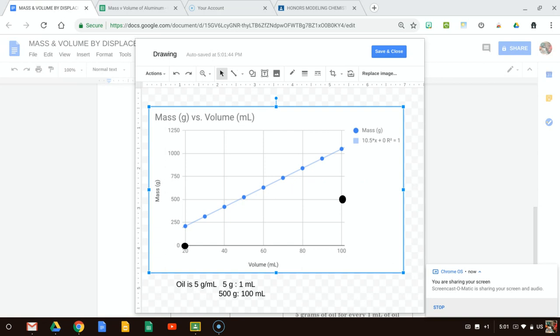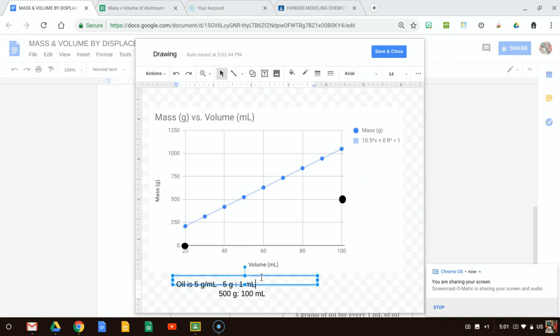If I want, I could do another point in the middle. Let's say I had 250 grams, which is half as much, right? If I had 250 grams, I should probably have 50 milliliters. That's probably going to be another point that I know. And the math that I'm doing is, for every 5 grams, I have 1 milliliter, so I divide by 5. 250 divided by 5 is 50. 500 divided by 5 is 100, right? I'm doing kind of like a ratio.